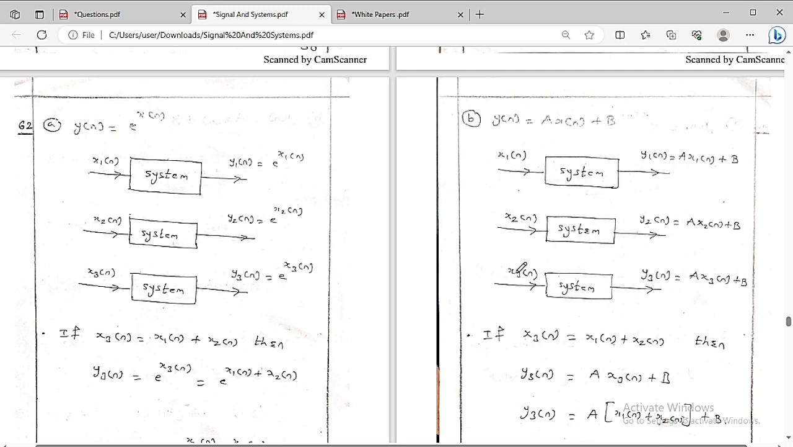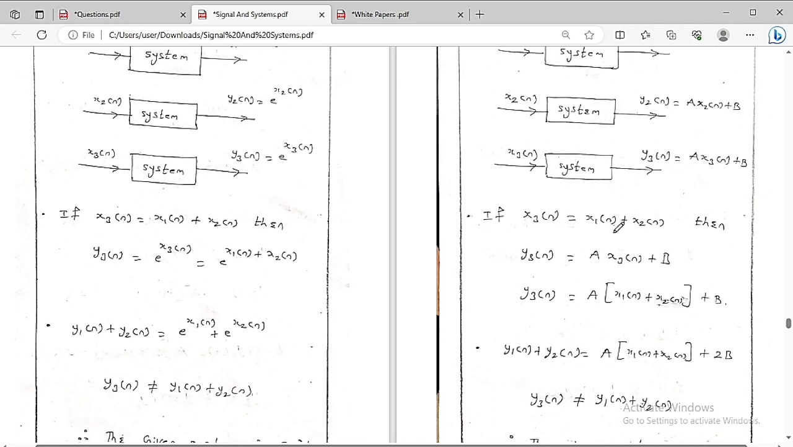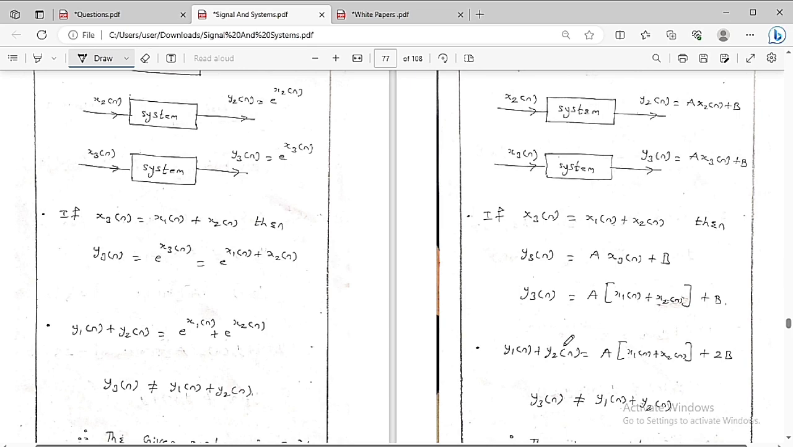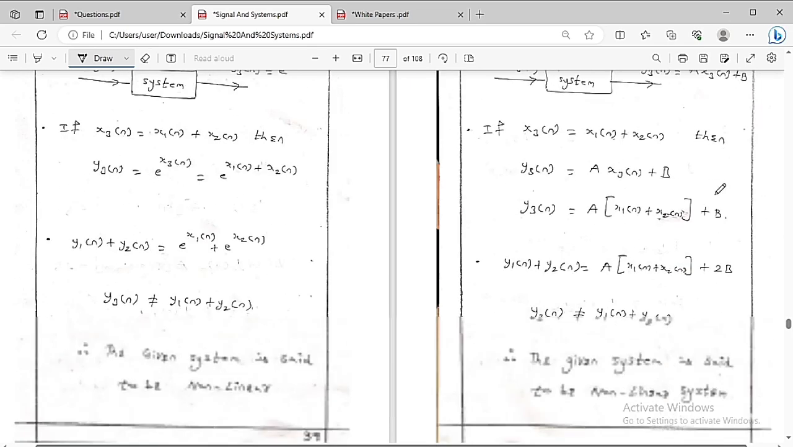Suppose this new input is the summation of the two previous inputs; then I want to see the corresponding output. So if x3 of n is equal to x1 of n plus x2 of n, then the output y3 of n is a into x3 of n plus b. In place of x3 of n, I substitute x1 of n plus x2 of n. Then y3 of n is equal to a into x1 of n plus x2 of n plus b. Then I want to see the summation of the two previous outputs, which is y1 of n plus y2 of n.